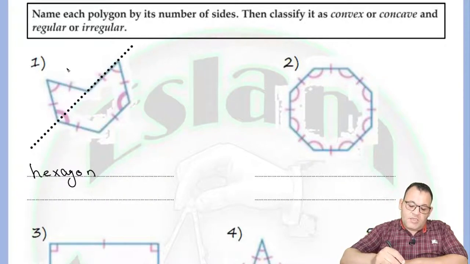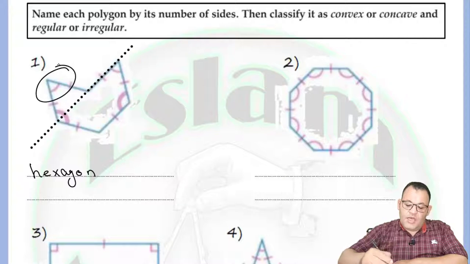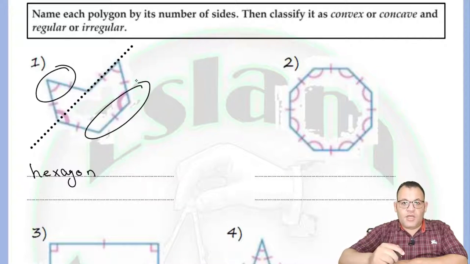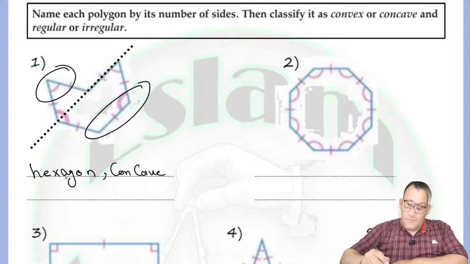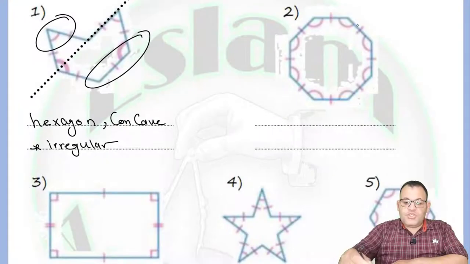You will find that some of the vertices are at the left of the line and the others at the right of the line, so it will be concave. If you look at the angles, you will find that they are different in measure, so it will be irregular. And number 2, it's formed from 8 sides, so it will be an octagon.